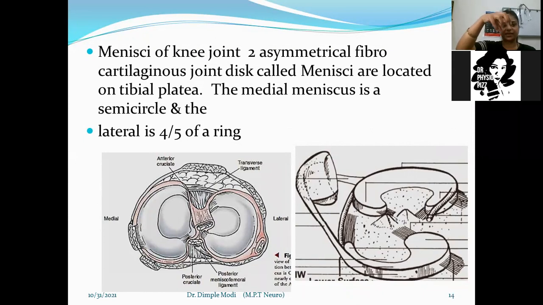Because of the menisci, the femoral condyle is able to sit on the tibial condyles, which increases the joint congruency. It helps in weight bearing also, and the menisci are shock absorbers. So when you jump, run or jog, it acts as a shock absorber, so the bones are not in direct contact with each other.